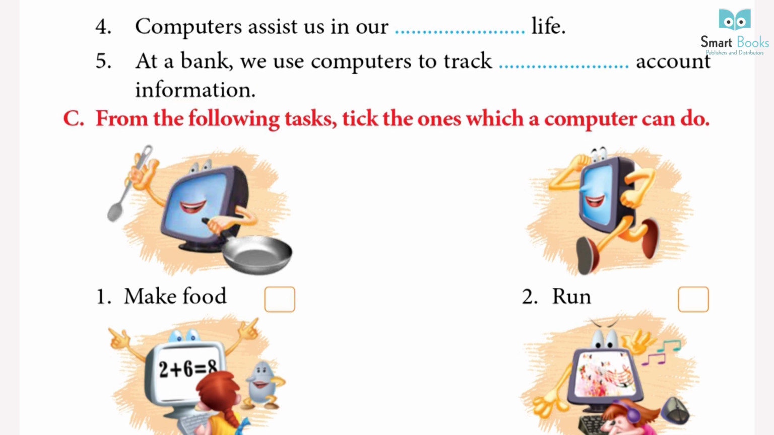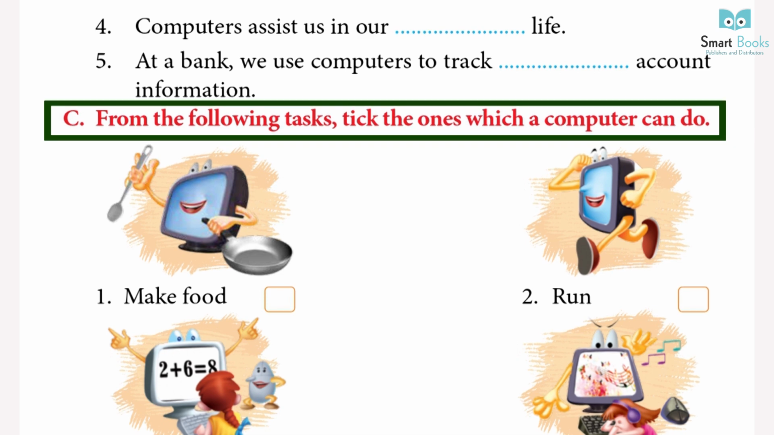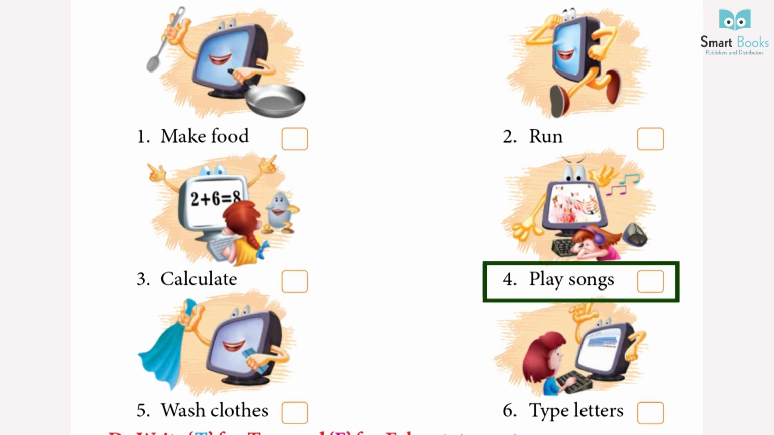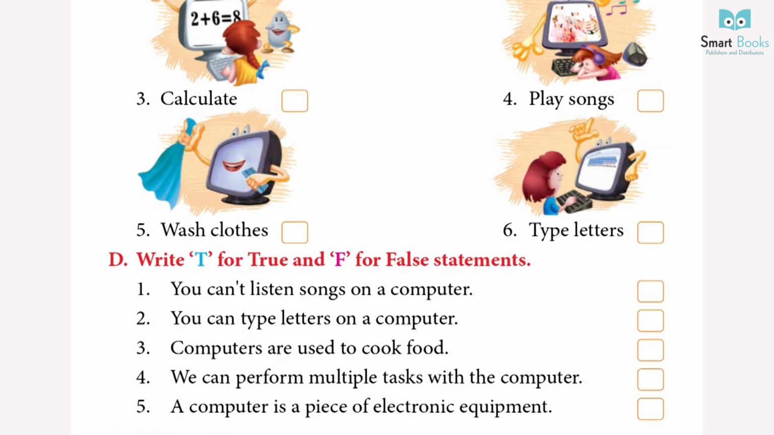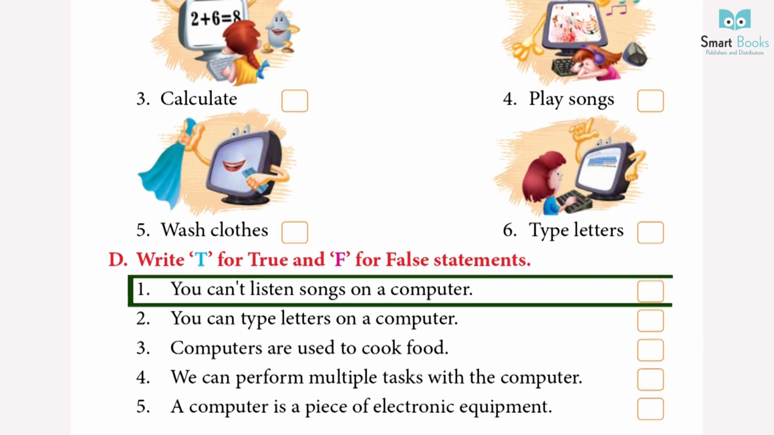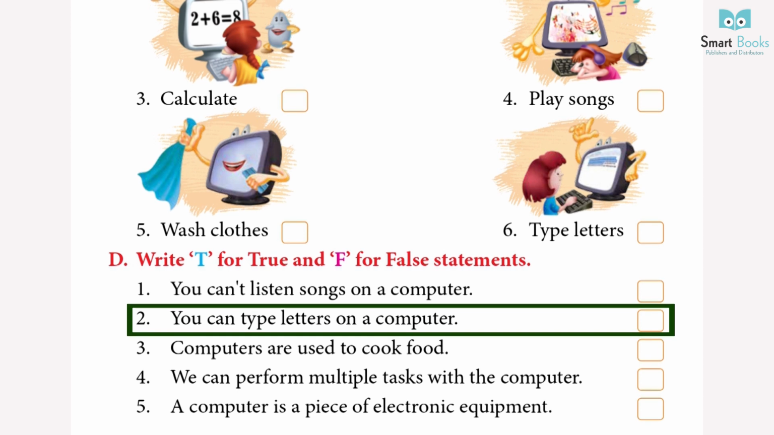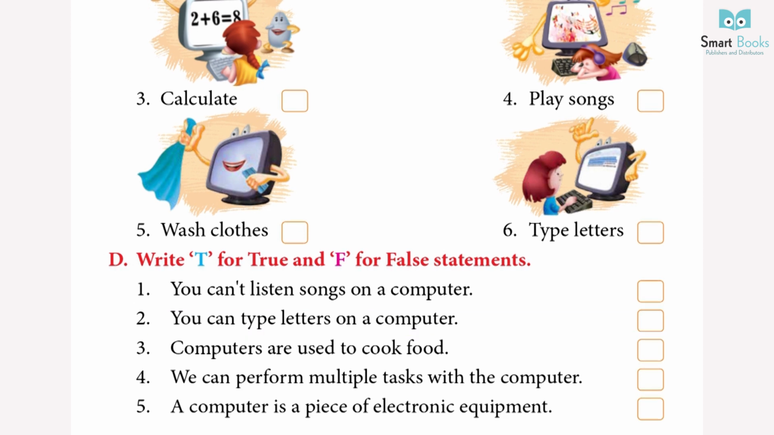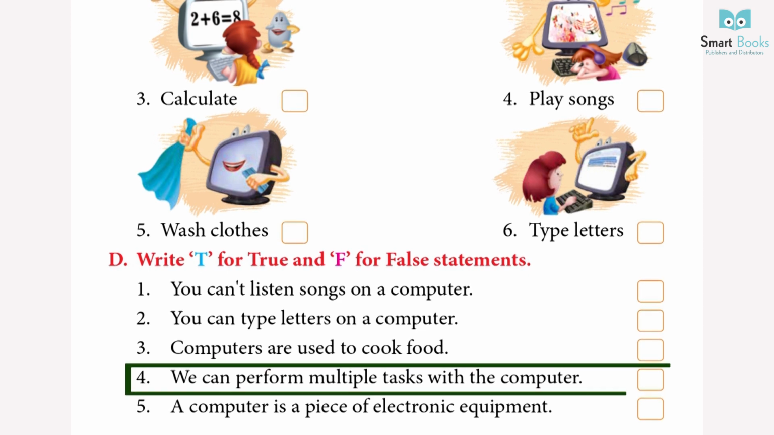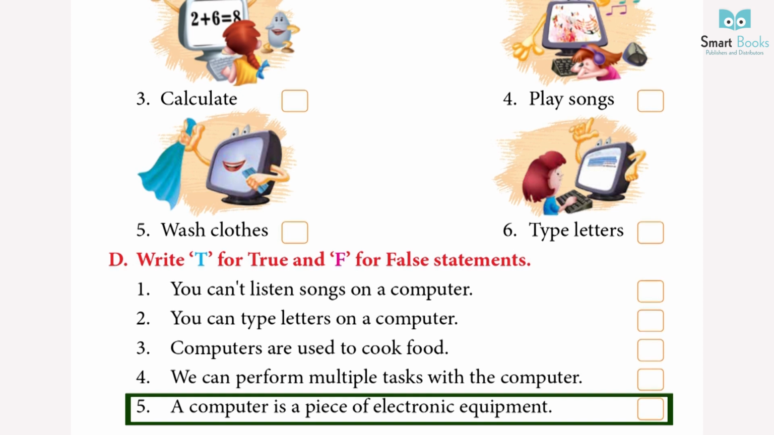C. From the following tasks, tick the ones which a computer can do. Tick calculate. Tick play songs. Tick type letters. D. Write T for true and F for false statements. 1. You can't listen to songs on a computer. Answer: false. 2. You can type letters on a computer. Answer: true. 3. Computers are used to cook food. Answer: false. 4. We can perform multiple tasks with the computer. Answer: true. 5. A computer is an electronic equipment. Answer: true.